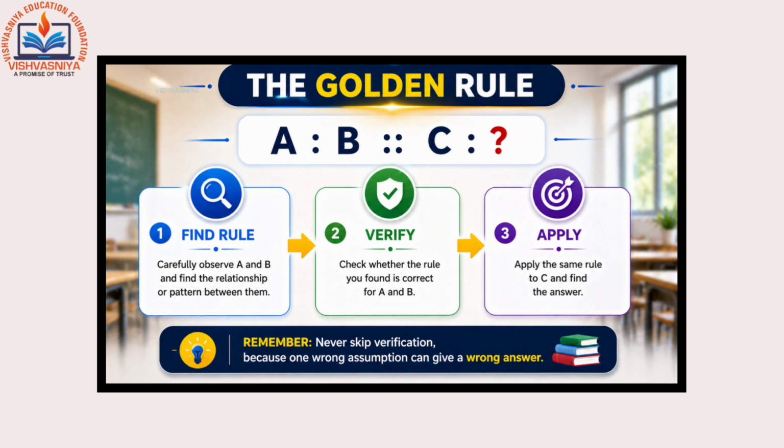Let us understand the golden rule to solve these questions. Step 1. Carefully observe A and B and try to find the relationship. Step 2. Verify whether the rule is correct or not. Step 3. Apply the same rule to C to get the answer. Students, never skip verification, because one wrong assumption can give a wrong answer.